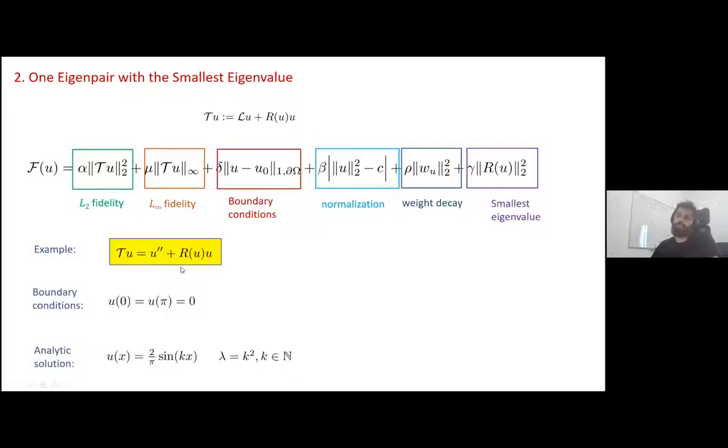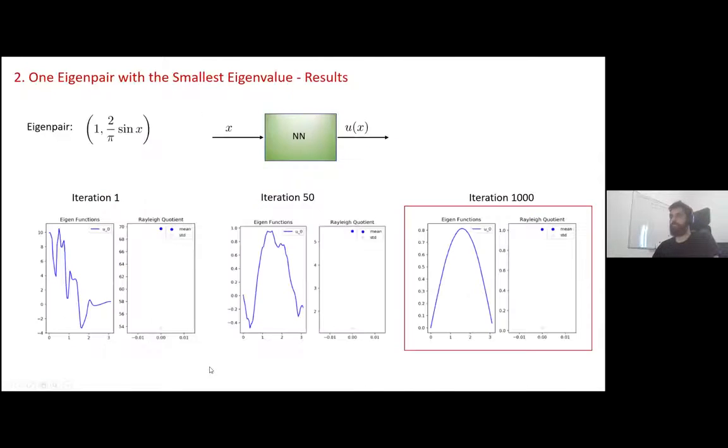So let's look at our example again. We have the Laplace equation. Now we don't know the eigenvalue, and we have these boundary conditions and the analytic solution. We train a model to find this, and here you can see the progression through the epochs. At the beginning, it's just random, and then it converges to this nice 2 over pi sine x function. We can also look at the Rayleigh quotient. We can see that it starts out very big and converges to 1, which is indeed the smallest eigenvalue.